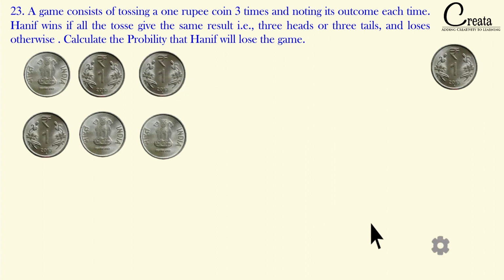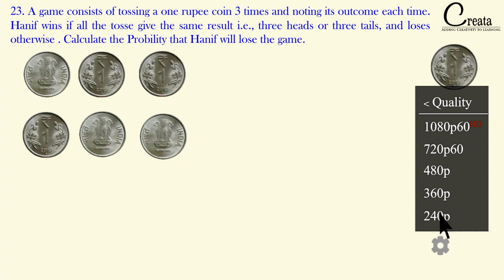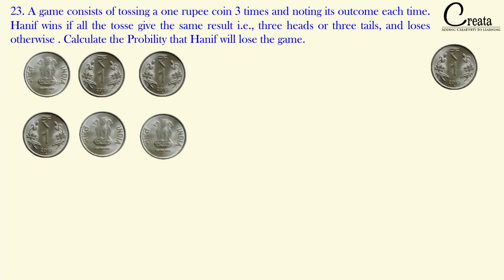Before proceeding, let's check how many outputs we will get. We have 1 coin and it is tossed 3 times, so we have 3 slots. In the first slot we get 2 outputs, head and tail. In the second, again 2 outputs, and in the third, again 2 outputs. Using the fundamental principle of counting, the and principle, we get 2 into 2 into 2, that is a total of 8 cases.